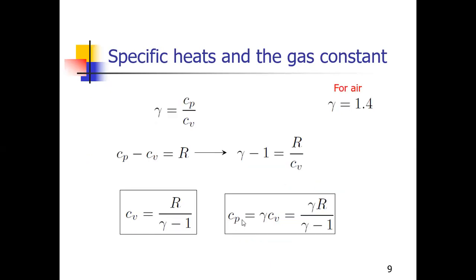Cv is equal to this, and of course Cp is equal to gamma Cv. Cp is equal to gamma Cv, and that is going to be gamma R by gamma minus 1.